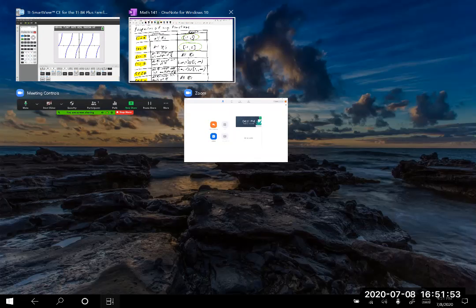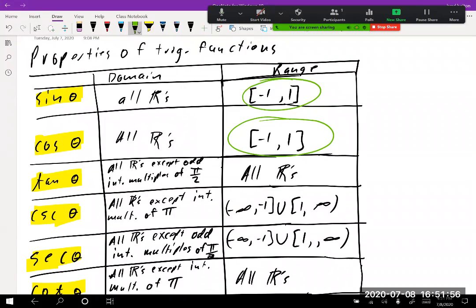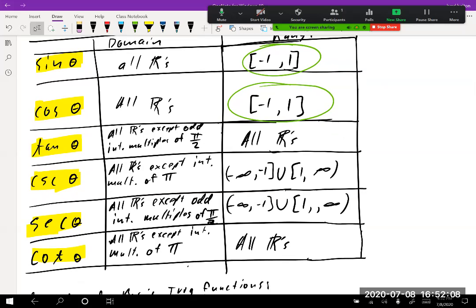So that's why, when we come over here and say that for tangent you're allowed to plug in any real angle except odd integer multiples of pi halves, it's because that's what would make cosine 0. You've got to stay away from those. Remember, cosecant is 1 over sine, so you've got to stay away from anything that would make sine 0, which is all the integer multiples of pi.